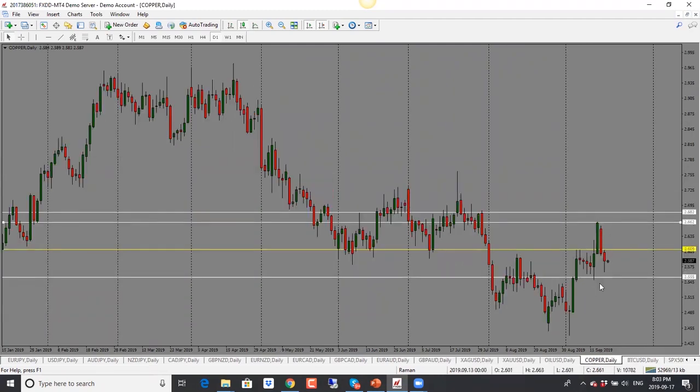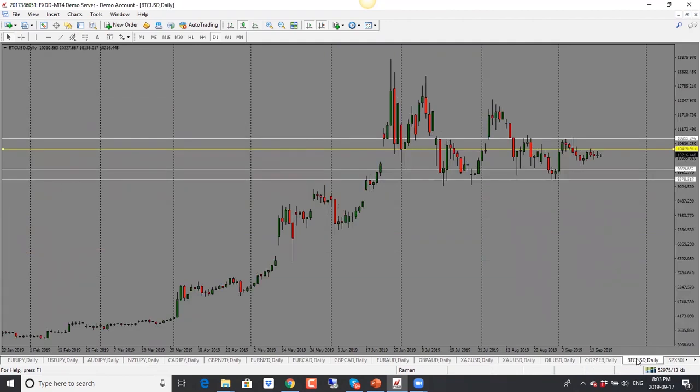Copper, this one is still looking bearish. We saw a drop, so now looking for price to move towards the bottom here of the range. 2.50 is the target, so bearish bias here for copper.